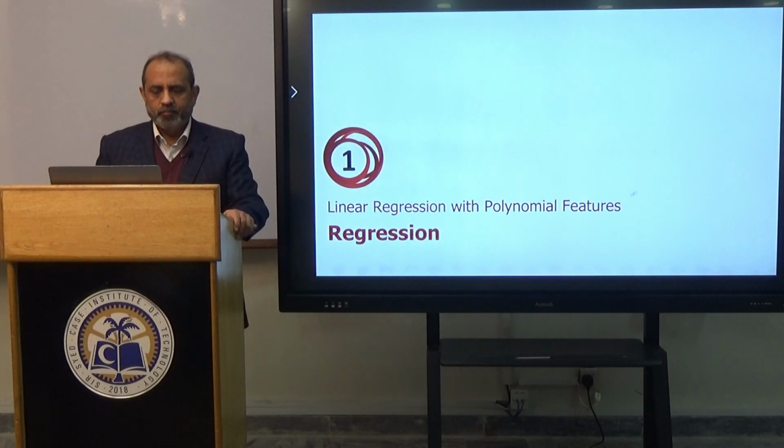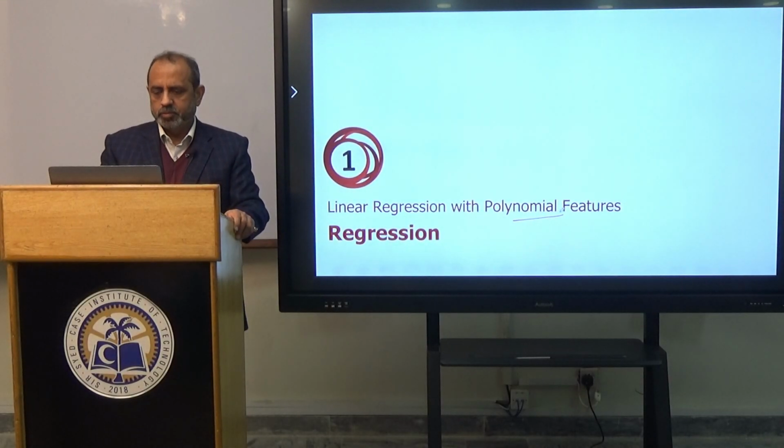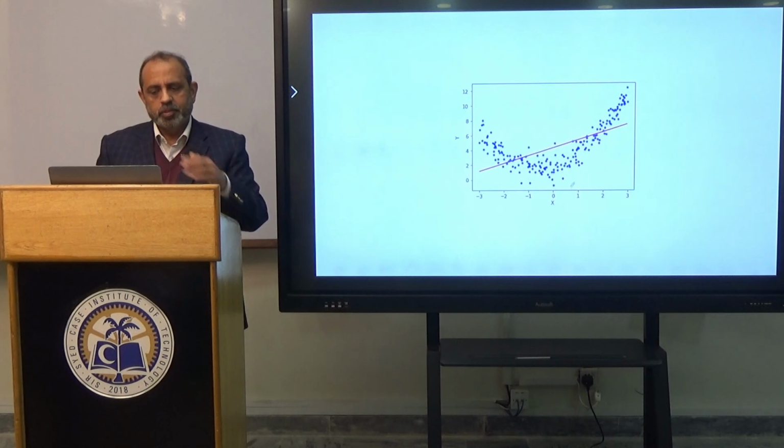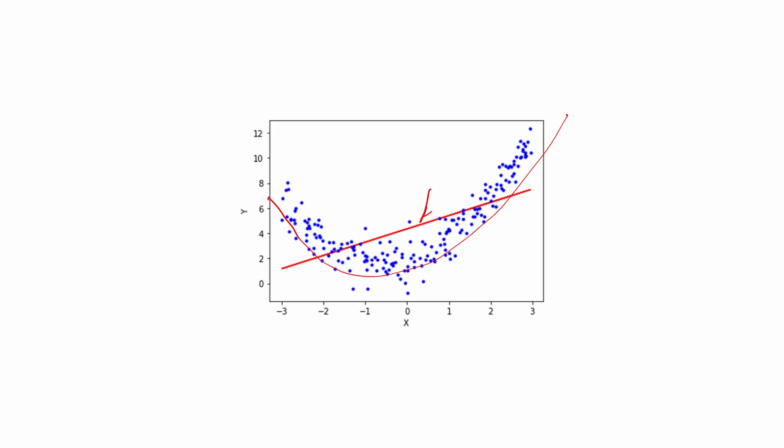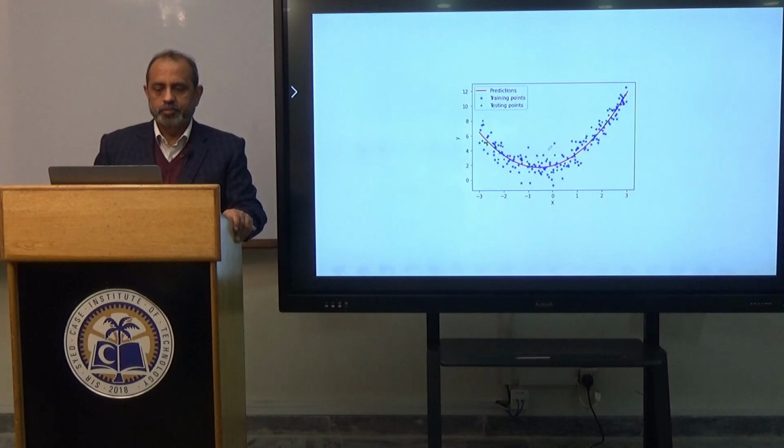Okay, and what if the data is polynomial? Sometimes you know that you cannot fit a line. You know that the data is, for some reason, curved like this. So if you fit a linear regression, you know that the error will be a lot more, because there is a lot of error. So it means you have to fit a polynomial.